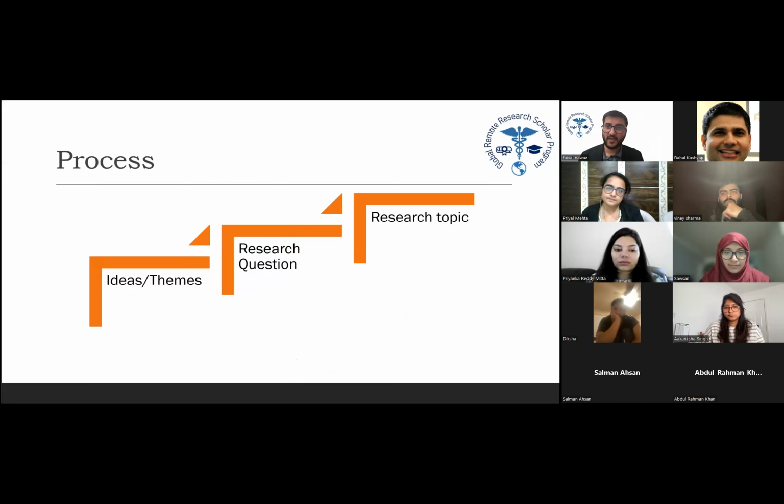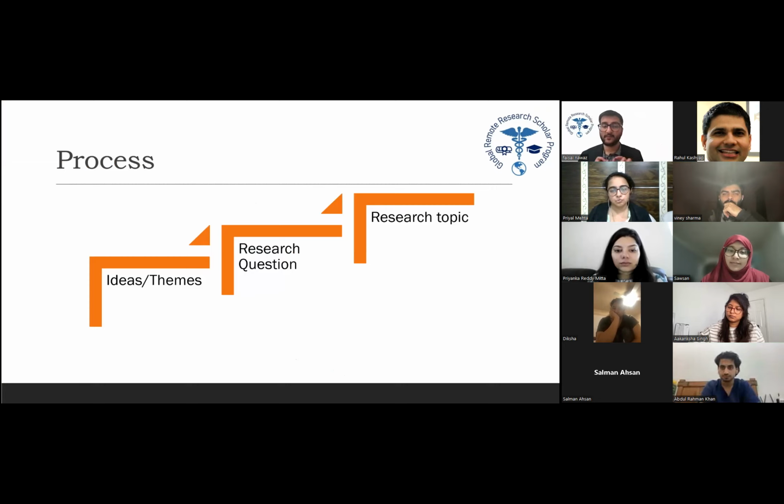So the process of having these research ideas can, in a very simple way, be divided into 3 steps. You come up first with ideas and themes. So you're looking at, for example, a certain challenge around you, and then what theme does it fall under? This theme could be a specialty, a field, something within healthcare or outside healthcare. And then you try to narrow it down into how you can frame a research question around it. And that's something we'll discuss in the coming slides as well.